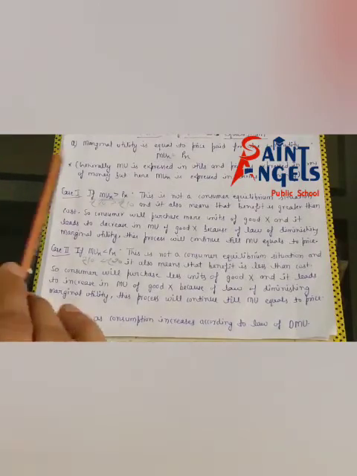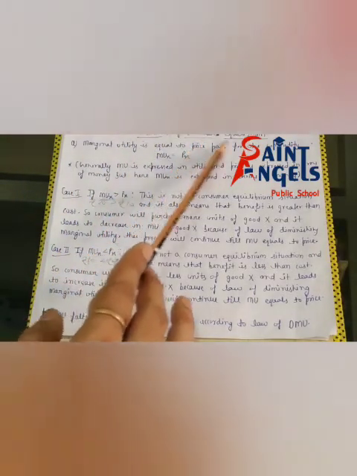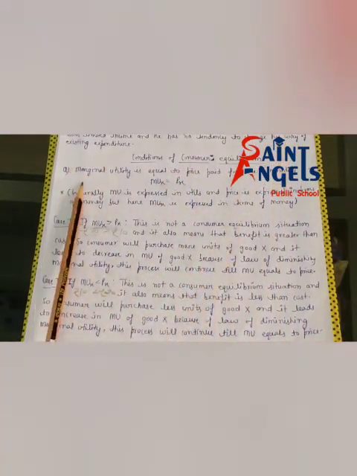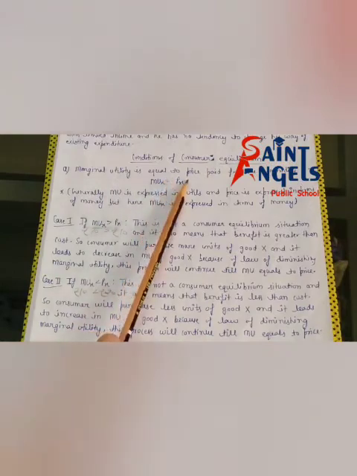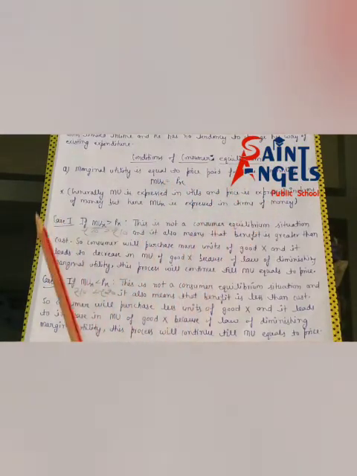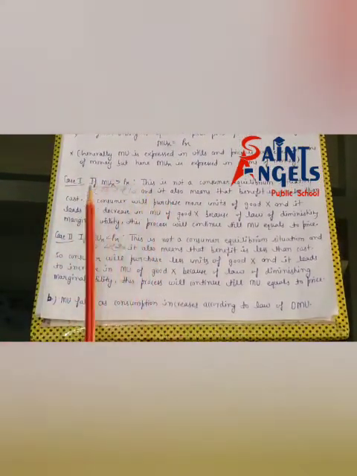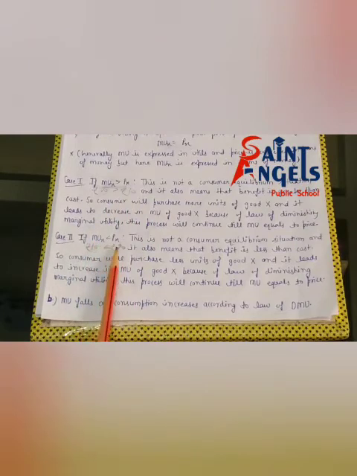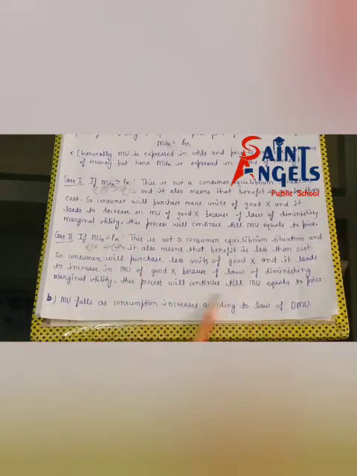Now after that you will write the conditions of consumer equilibrium. The first condition is marginal utility is equal to price paid for the commodity, and then you will write these two exceptions. First, MUx is greater than Px, and then MUx is less than Px. Now after that you will write the second condition: MU must fall as consumption increases according to the law of DMU. I hope it is clear.